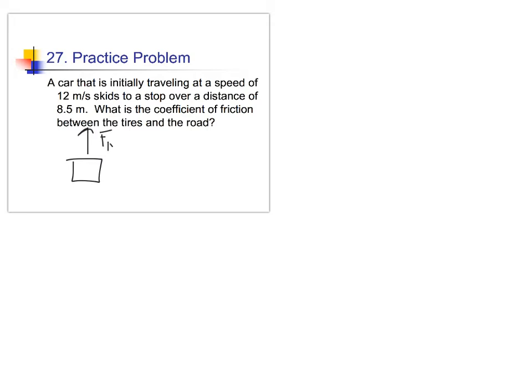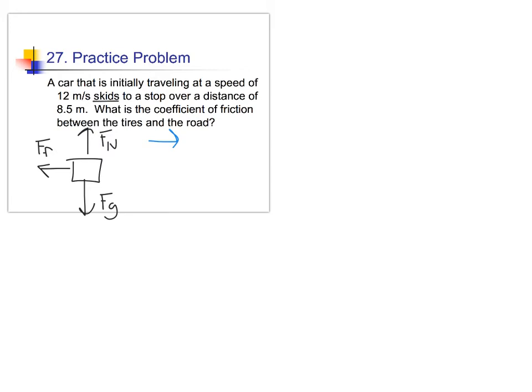So I have my normal force going up from the road because it's the surface, force of gravity going down, and I'm going to say that my car is initially traveling to the right, and that means that my force of friction is going to be going back to the left, in the opposite direction of our motion when we're skidding to a stop. That's the case with kinetic friction.